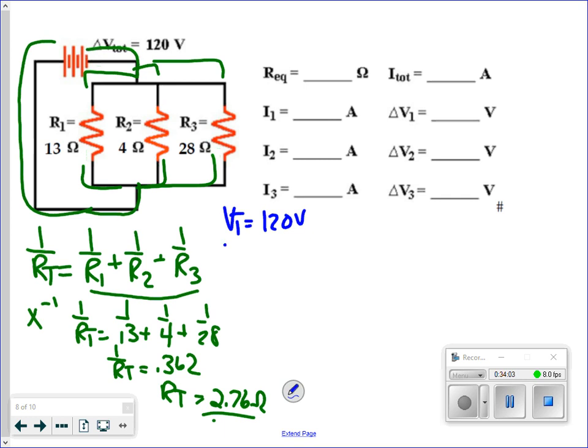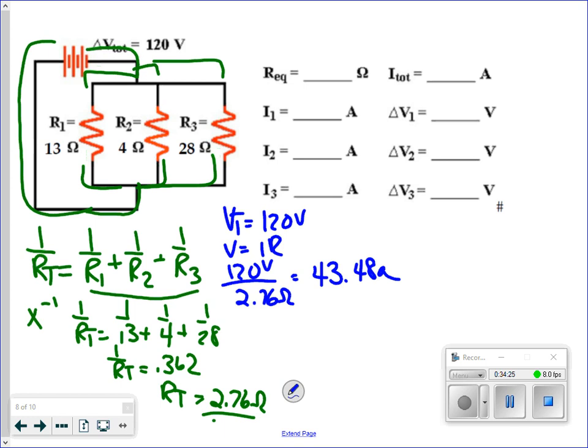All right, so now I want to do V equals IR. I'm going to find the total current. So I'm going to say 120 volts divided by 2.76 ohms. This is going to be definite fire material, 2.76. Ugh, 43 amps. That's crazy town. 43.48 amps.